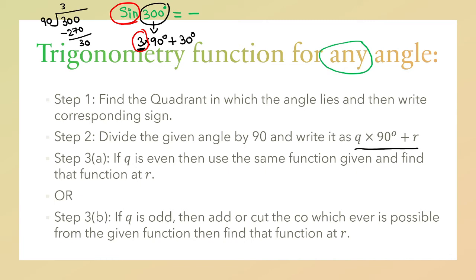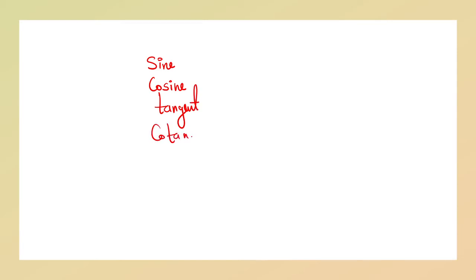What do I mean by adding or cutting the 'co'? If you observe, the trigonometric functions are sine, which is written like this. Cos function is actually nothing but cosine. The tan is called the tangent function. I'm just writing the full form. Cot is called the cotangent function. Sec is called the secant function actually. And cosec is nothing but cosecant.